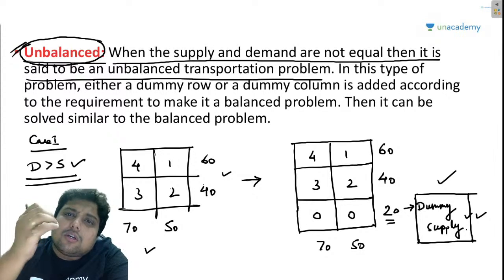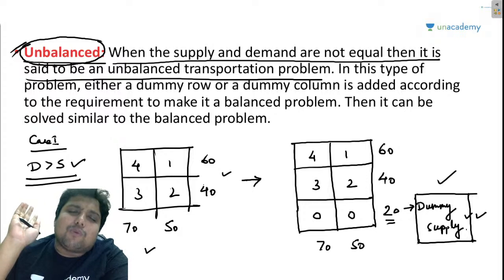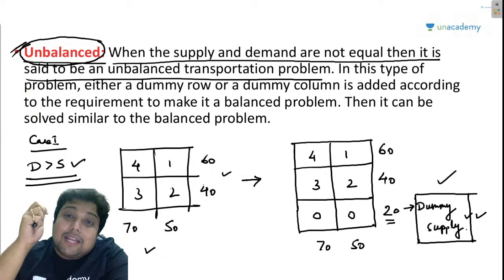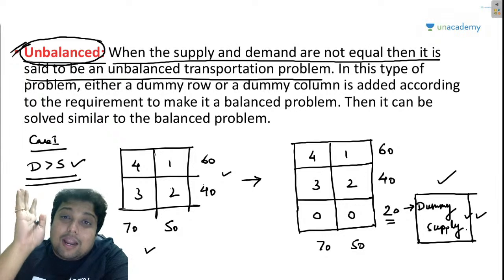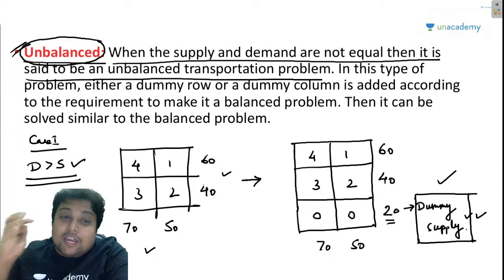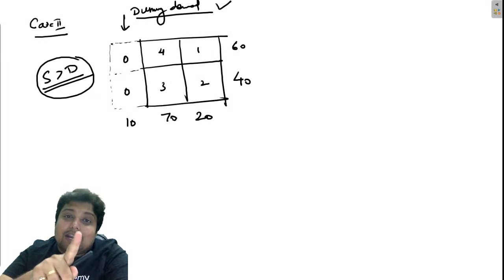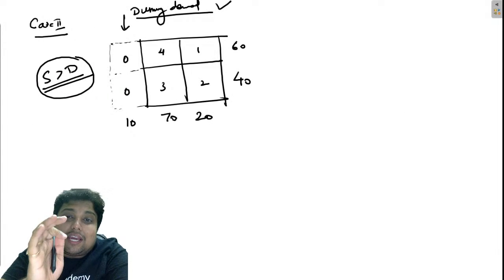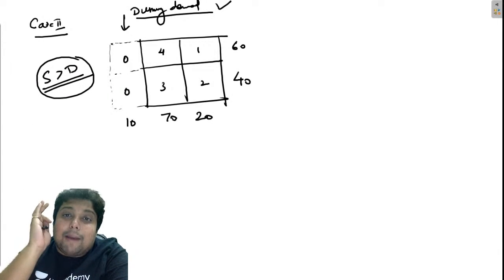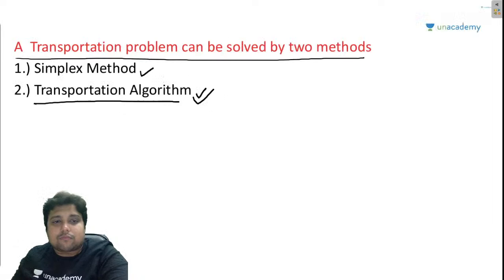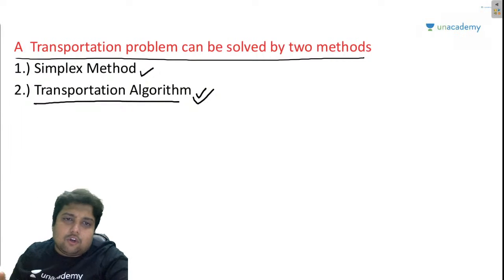If it is balanced, no problem. We can apply the transportation algorithm. I will explain to you how to apply it. But if it is unbalanced, we will have to balance it. And that means there could be two cases. Either demand is greater than supply, or supply is greater than demand. I have shown you both the cases, how you can balance an unbalanced transportation problem by adding a dummy demand or a dummy supply, correct? Now, this I have already told you.